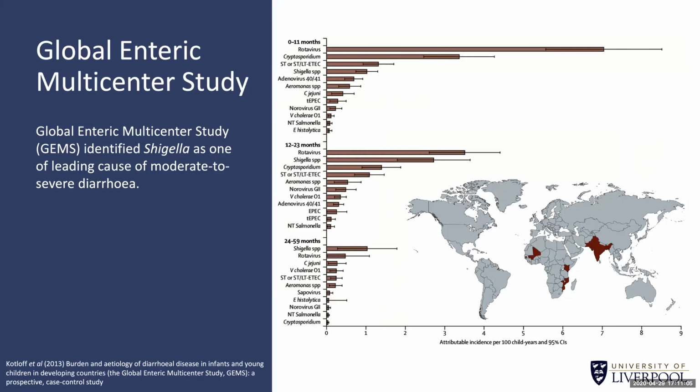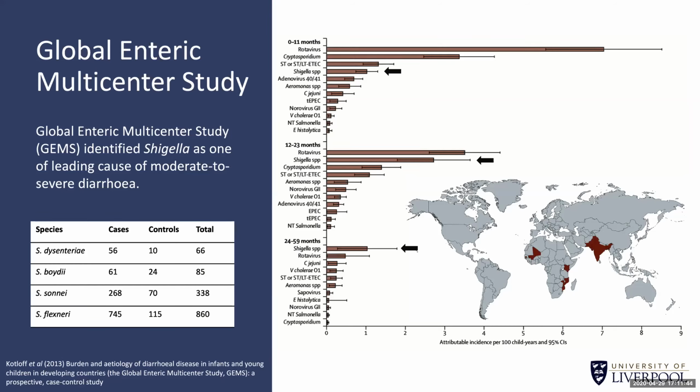The Global Enteric Multicenter Study, GEMS, was a large prospective case control study. It was conducted between 2007 to 2011. The study was funded by the Bill and Melinda Gates Foundation, and the goal of GEMS was to determine the cause of moderate to severe diarrheal disease in children under the age of 5. The study was conducted over 7 countries across sub-Saharan Africa and Asia. So these sites were selected because they broadly represent regions with the highest disease burden across the globe.